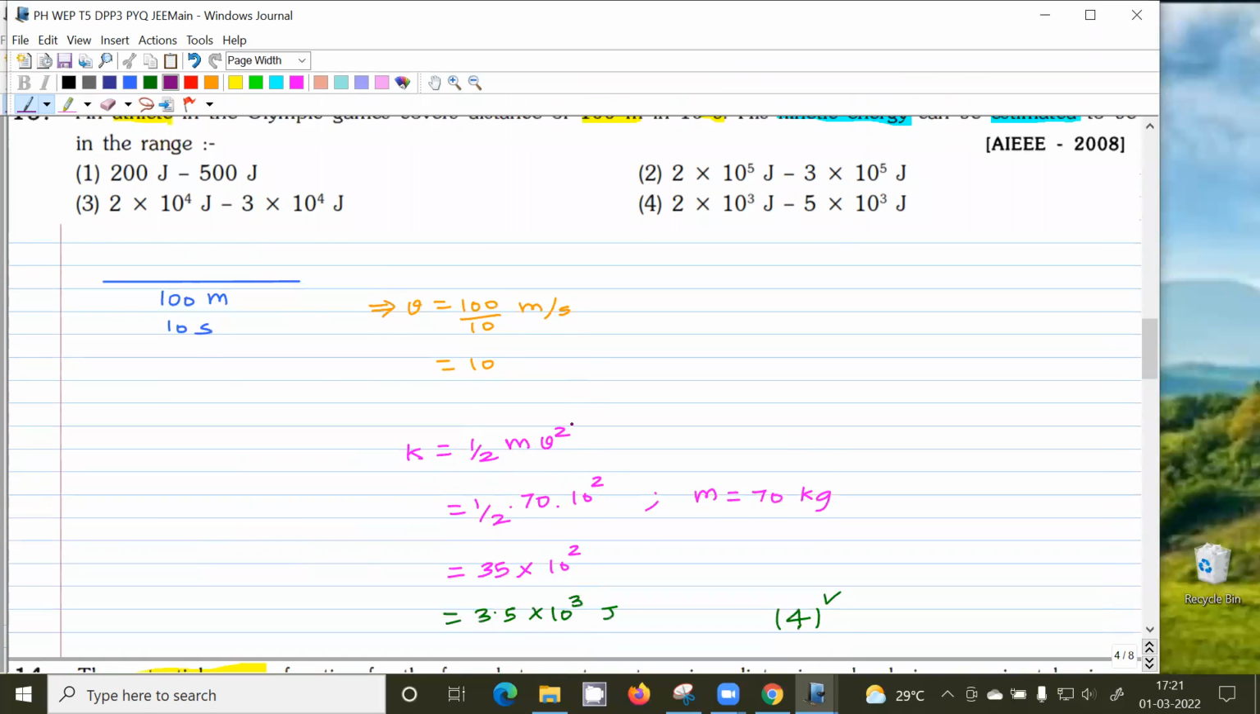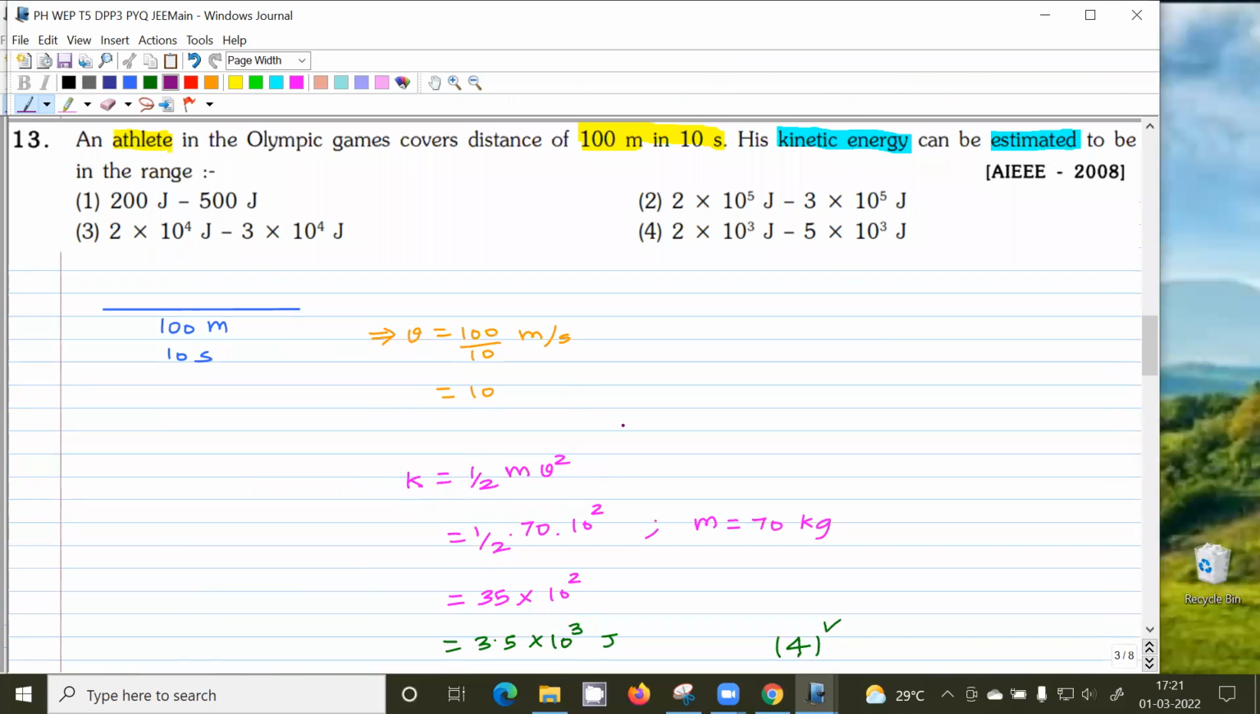They didn't give the weight, no, sir. Yeah, we have to assume 70 kg. It's just an estimate. So if you assume it's covering the distance with uniform speed, then this is the speed. From that I can get an estimate of the kinetic energy.